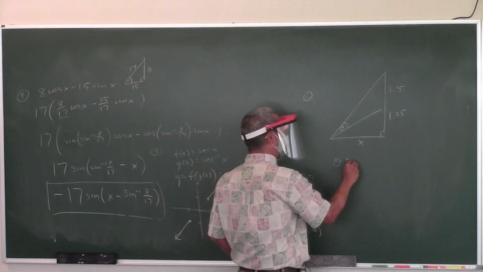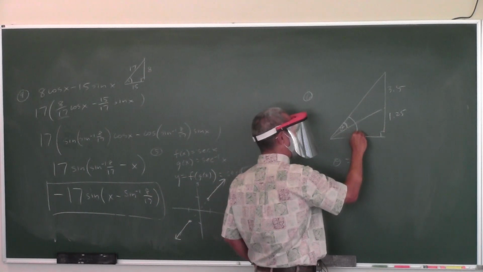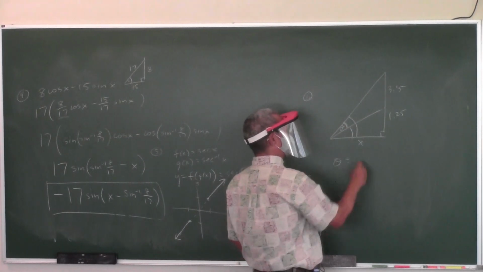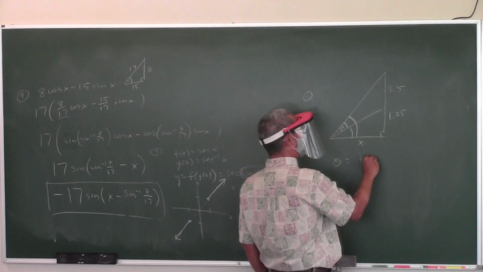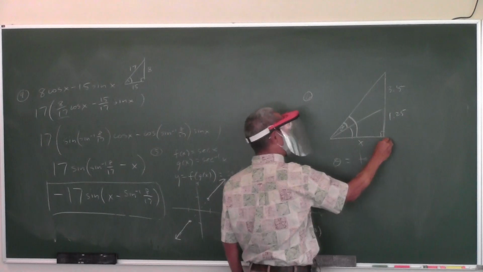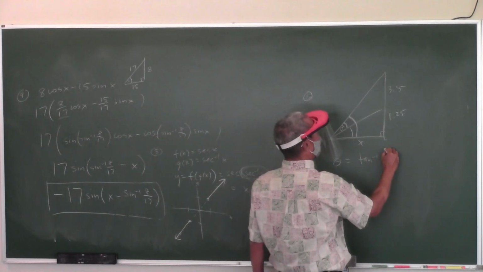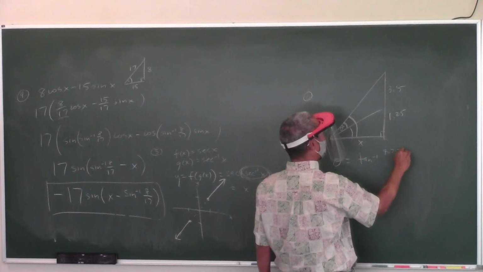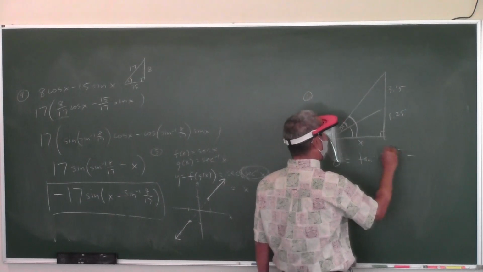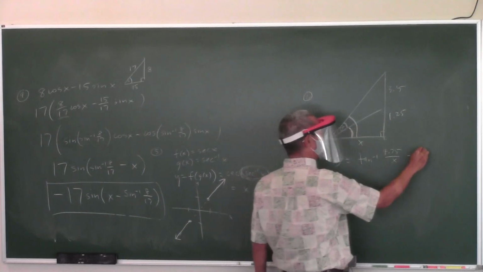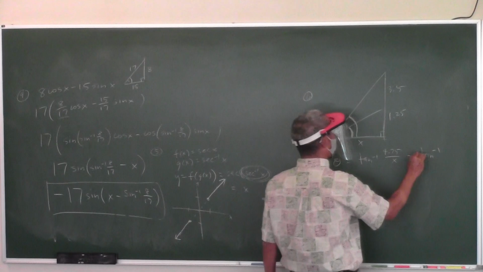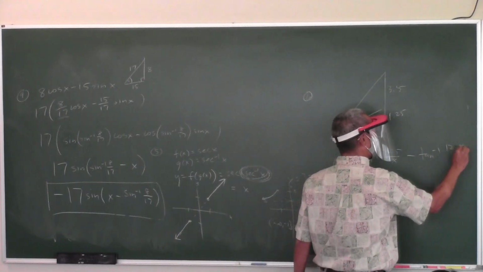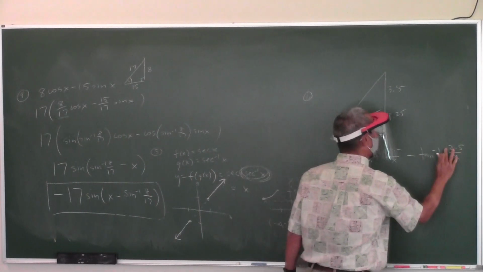Would you agree that this angle here is simply this big angle minus the small angle? So this big angle is tan inverse opposite over adjacent. So what is that? 4.75 over x, minus this angle. Now what is this angle? Tan inverse opposite over adjacent, except it's 1.25.